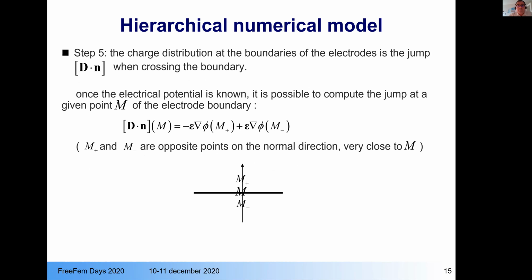Once you have the potential in the domain, the charge distribution at the boundary of electrodes is the jump of the normal derivative, the normal projection of the electrical displacement when crossing the boundary. So it is done by choosing 2 points very close to the point where we want to compute the electrical charge, and making this operation, subtracting both terms up and down.